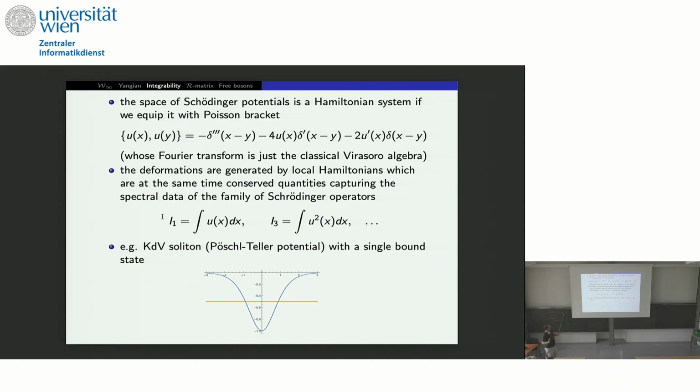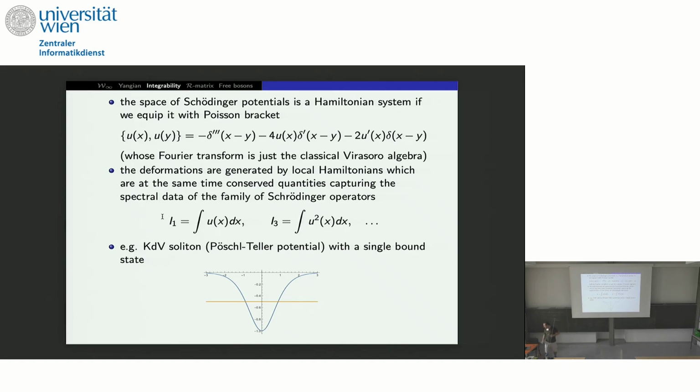No, I consider all of them. I have this bracket, but now what I want to say is that there is this infinite collection of Hamiltonians, which if you follow these flows, you don't change the spectrum. So the potentials with the fixed spectrum are connected by these infinitely many flows. So there is some kind of foliation of that infinite dimensional space, and the slices are spanned by this isospectral deformation, by these flows. Okay, so that's the rough picture.